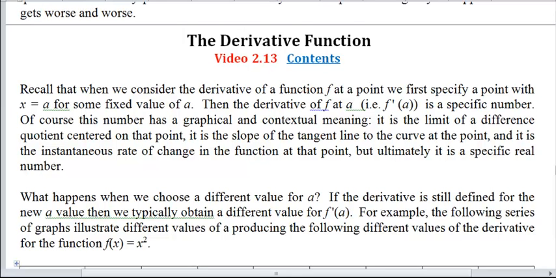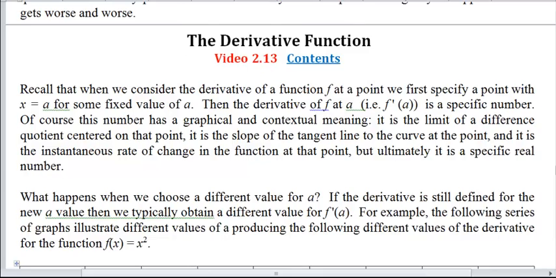It's the limit of a difference quotient centered at that point. It's the slope of the tangent line to the curve at that point. And it's the instantaneous rate of change in the function at that point. But ultimately, it is a specific real number. So what happens if we change to a different value of a? If the derivative is still defined, we get a potentially different value for f prime at a.